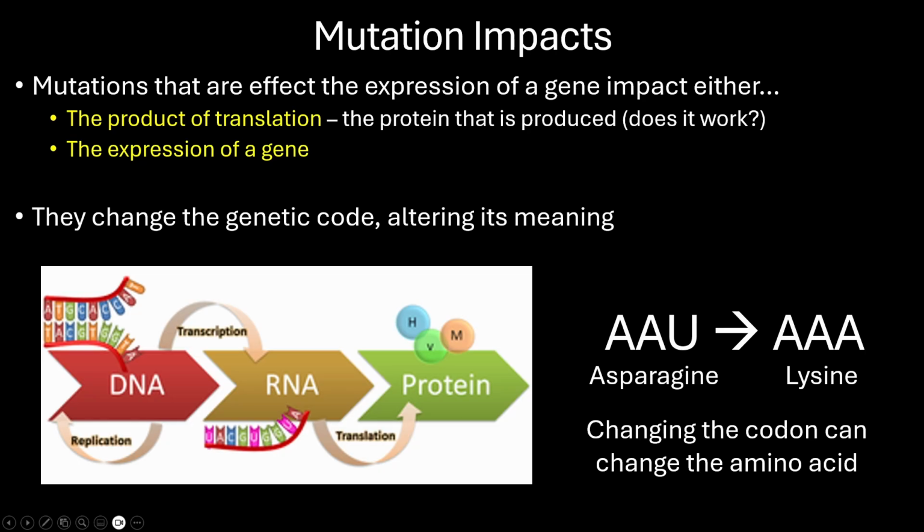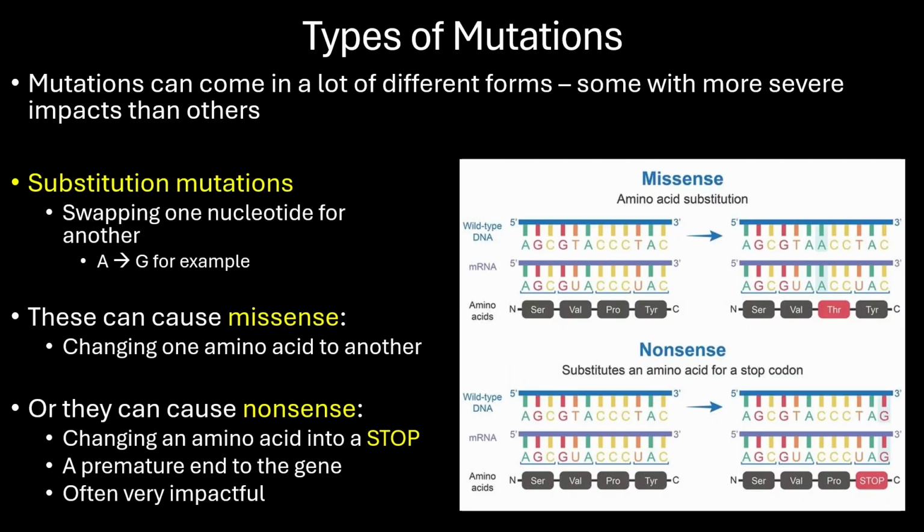For example, here is a codon that you will find in mRNA. And now if you had a mutation in the original template DNA that created this codon, that swaps this U out for an A, this actually directly changes what amino acid is created from this codon. Now, mutations can come in a lot of different forms. Some of them can have more severe impacts than others, but all of them can be impactful.